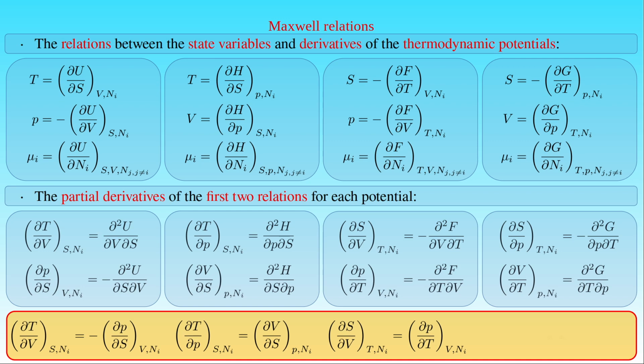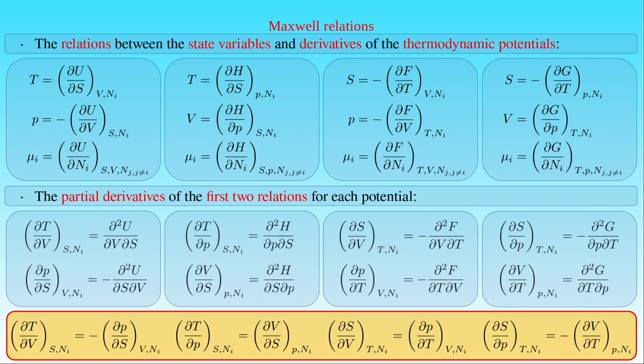For the last pair of equations we have the relation stating that the partial derivative of the entropy S with respect to the pressure P at constant temperature T and number of particles Ni, is equal to minus the partial derivative of the volume V with respect to the temperature T at constant pressure P and number of particles Ni. These four equations are called Maxwell relations.